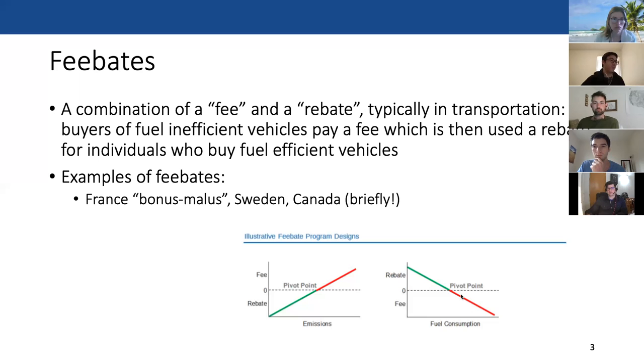So the solution you're proposing is either we shift up this pivot point as that whole line goes up, or you make the fees larger. So I guess you make the line steeper down here, right? That's right. And I think in most proposals that I've heard, usually it's the pivot point moving, but I guess you could do it with fees as well.